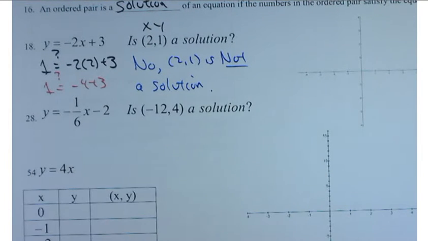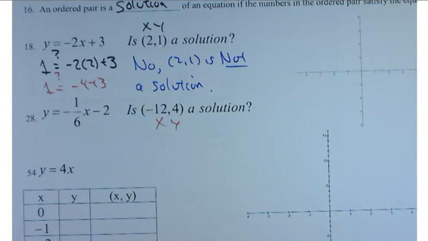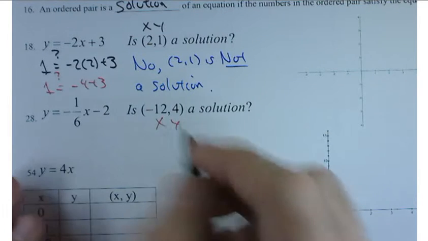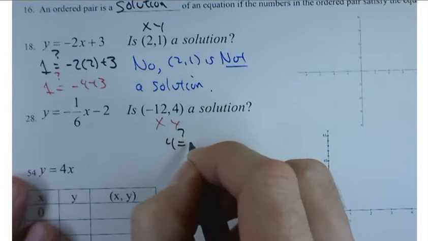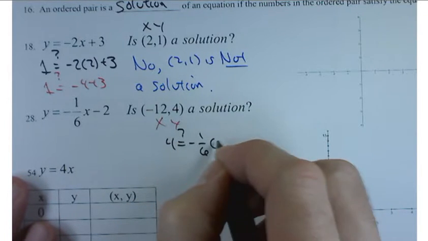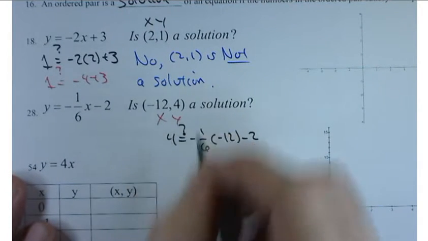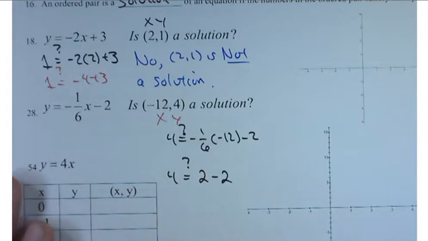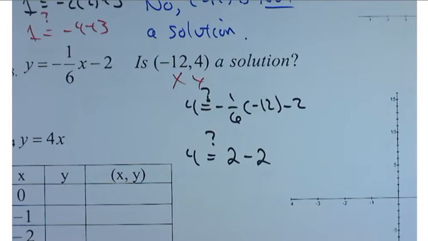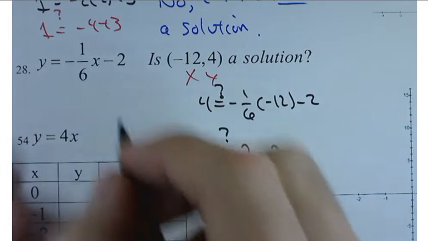We're going to play the same game here. We're going to plug this into this equation and find out, well, is this a solution? So why don't you race me, see if you can win. Does 4 equal negative 1/6 times negative 12 minus 2? Does 4 equal 2 minus 2? No. So again, you're kind of out of luck. This is not a solution.